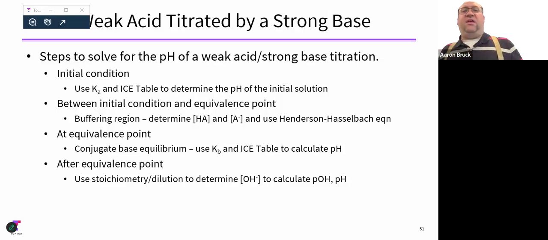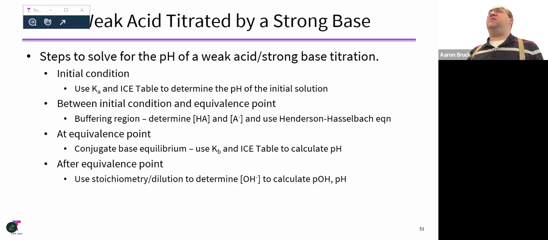The second region is the region between our initial condition and the equivalence point. For this, what we have created is a buffer. Since we are talking about buffers, we can use the Henderson-Hasselbalch equation to figure out the pH of that buffer. All that we need to do is figure out how much acid and conjugate base are present at that moment of the titration. For that, you're going to need to set up a modified ice table and some stoichiometry to figure out how that comes about.